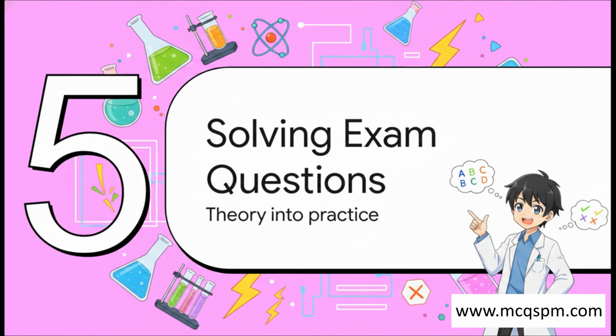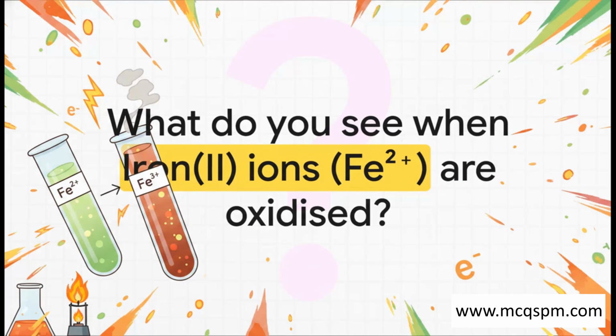Okay, fantastic. We've got the definitions down. We know how to do the calculations, and we can spot the agents. Now for the best part. Let's actually put this theory into practice and tackle some real SPM multiple choice questions. Okay, first scenario. This is a super common type of question. And notice, it's not asking for calculation. It's asking what you would see.